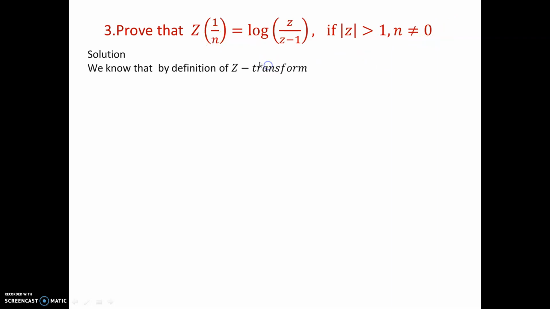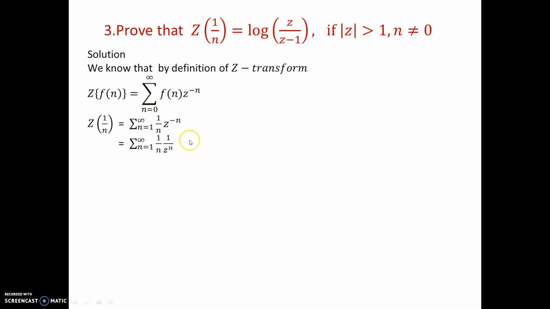Here f of n equal to 1 by n is given. You write the definition of Z transform. In place of f of n is 1 by n, n equal to 0 to infinity in general term. Here n is not equal to 0, so therefore we start n equal to 1 to infinity. F of n is 1 by n z power minus n. Z power minus n can be written as 1 by z power n, and that as 1 by z the whole power n.